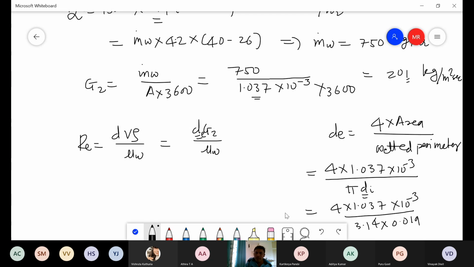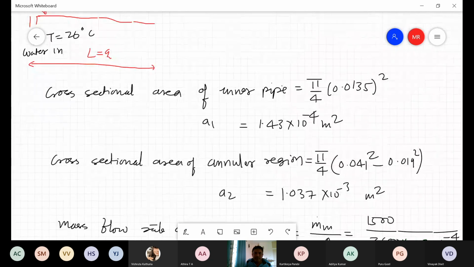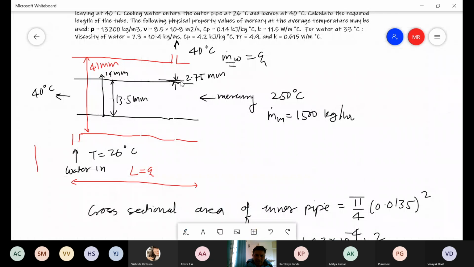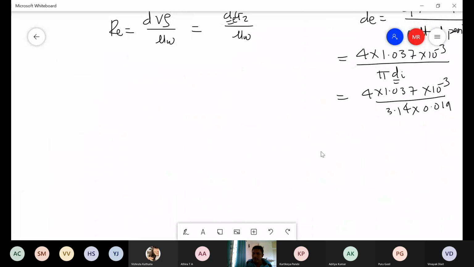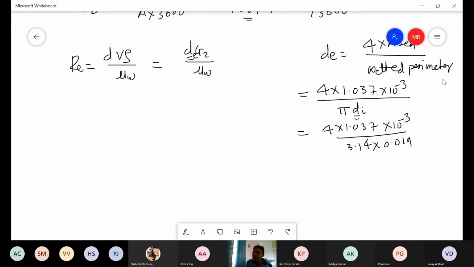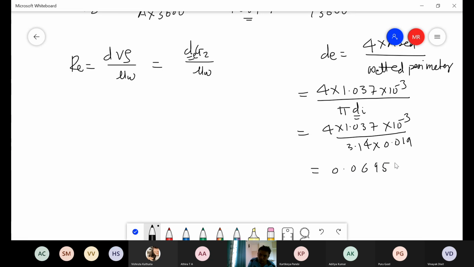In this case, since we are looking at the flow through the annular region, this internal diameter is going to be this diameter here, isn't it? So that is going to be 19 mm, isn't it? So that is why 0.019 is used here. Okay, so that is the area corresponding to the weighted perimeter. So we can calculate this. The equivalent diameter in this case comes around 0.0695 meters. So now we can calculate Reynolds number based on this.